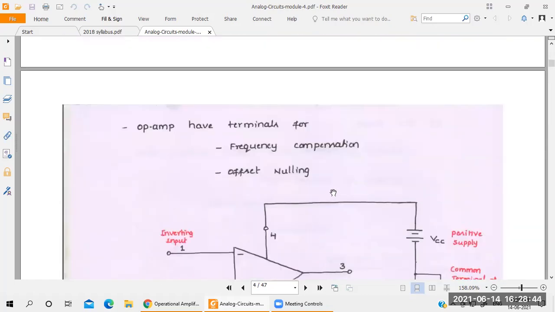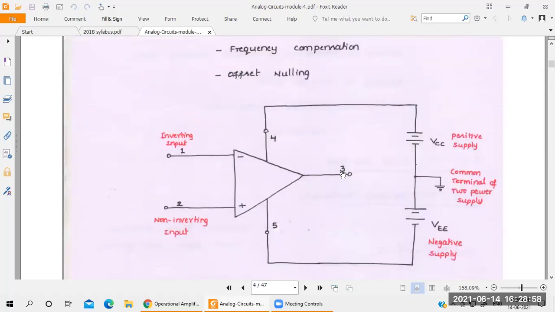So these are the basics here. If you know the basics, then you can understand the derivations. Otherwise, it is very difficult. Then the op-amp has terminals for frequency compensation and offset nulling. So this is very important. See here.